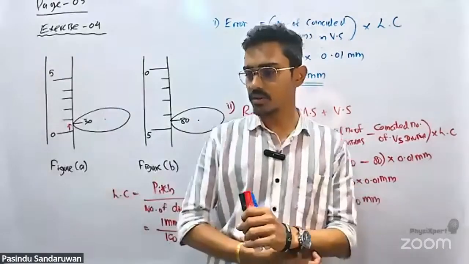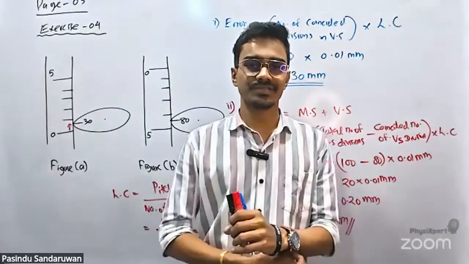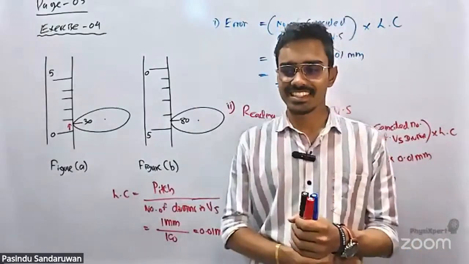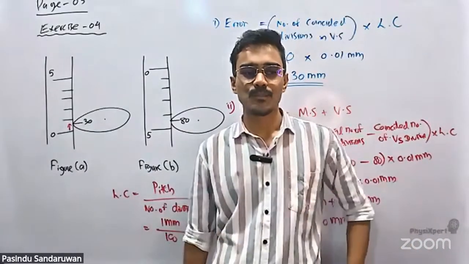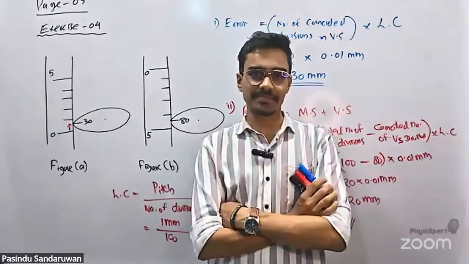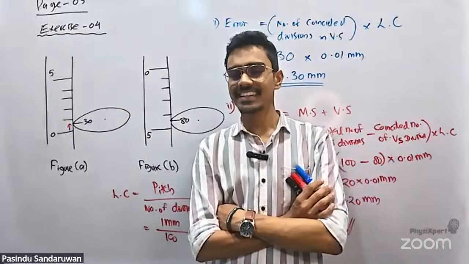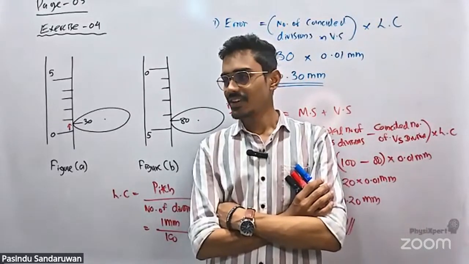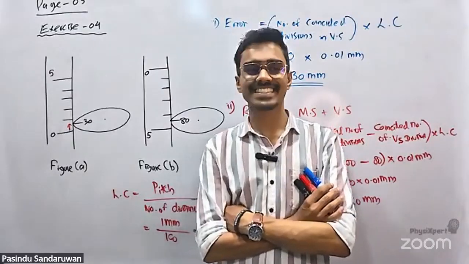Four point zero zero. Four different answers. What's the reason? Everybody should get the same correct answer, right? Now I can see four different answers. Why?